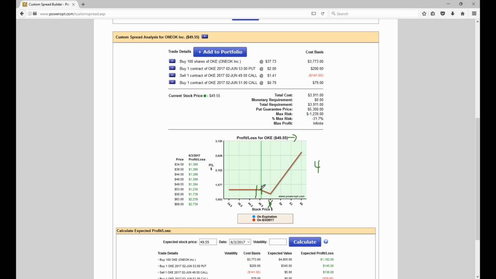But at the same time, remember what's hindering the upside here. When I look at this profit and loss chart, what's hindering the upside, what's causing this to lose as the stock moves up, is that I've pinned the gain at 49.50. But again, it didn't matter in this case because if you bought to close the 49.50 to cancel the obligation, you're getting 53 regardless, so it doesn't matter.